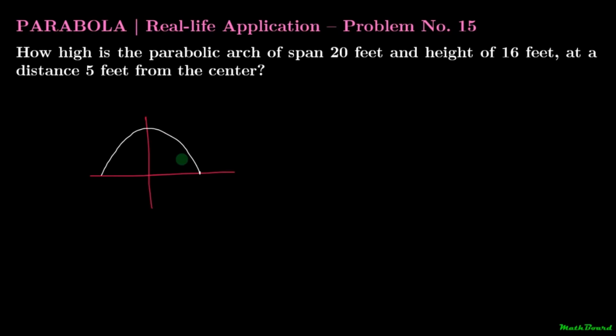Okay, ngayon, sabi dyan, ang width ay 20 feet. So, ito ay 10. This would be negative 10. Then, ang height, 16 feet. So, ngayon, makikita natin dyan na ang vertex ay located at this point. Okay? So, ang vertex niyan ay at 0, 16. Ngayon, ang tinatanong is yung height at a distance 5 feet from the center. So, ito, height na to. So, yun yung y. So, may point tayo na 5, y. Okay? So, yan ay parabola that opens downward.